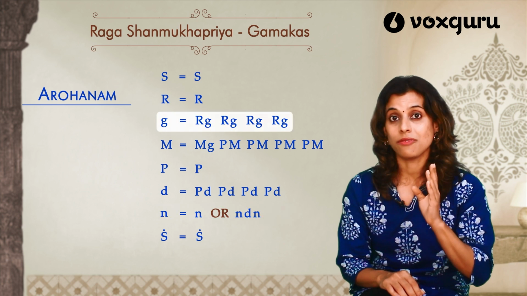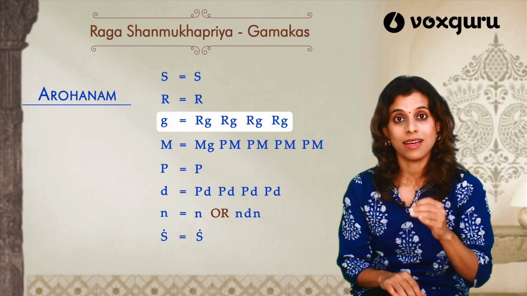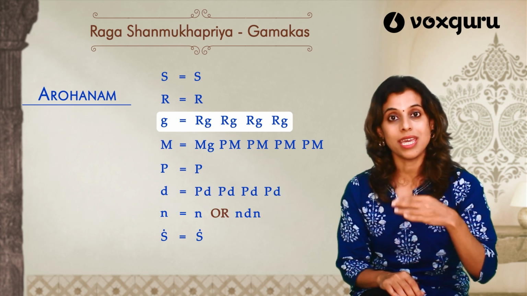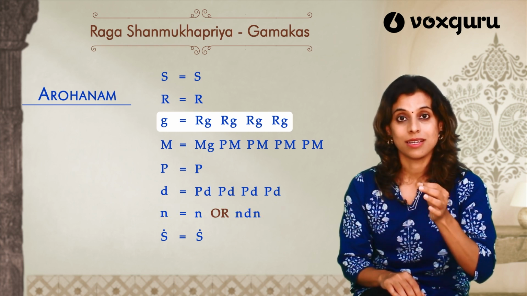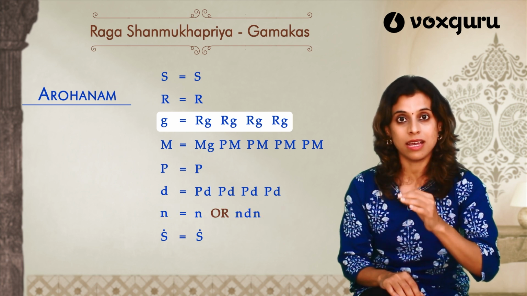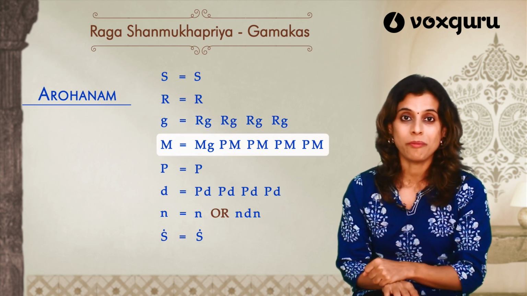Ri. Then we have ga, which goes like ga. So what's happening here? We are oscillating between ri and ga. So we are actually singing ri ga ri ga ri ga ri ga ga. Then moving on to ma.